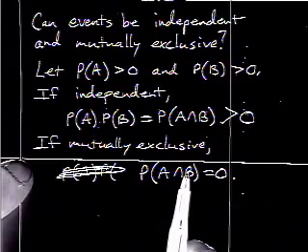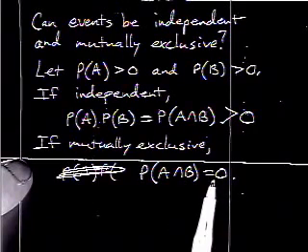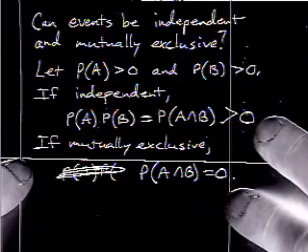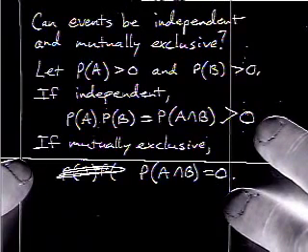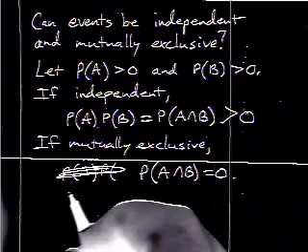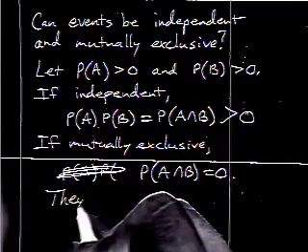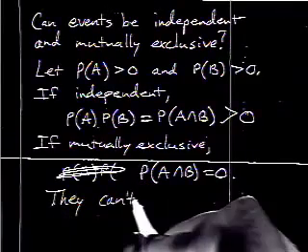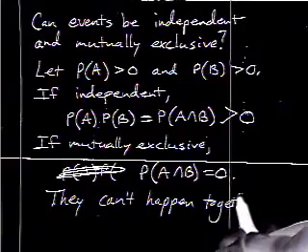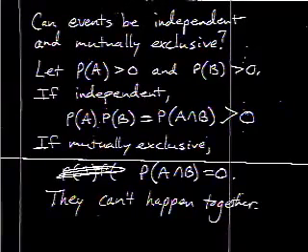If they're mutually exclusive events, then we know that their intersection happening at the same time is impossible. That is 0. These two things contradict each other. So there is absolutely no way that the two things can happen at the same time. So they can't happen together. And please don't act like they can.